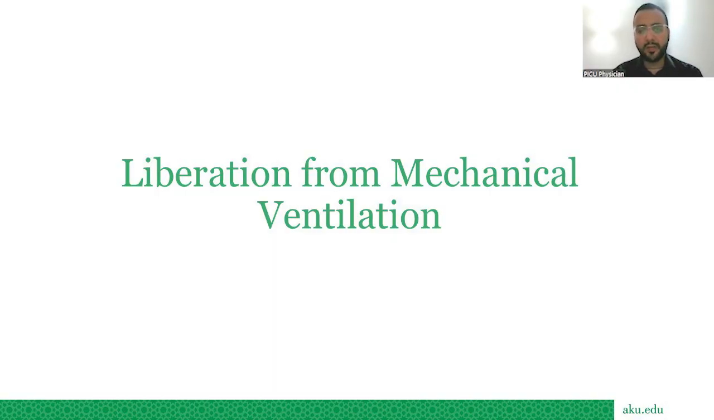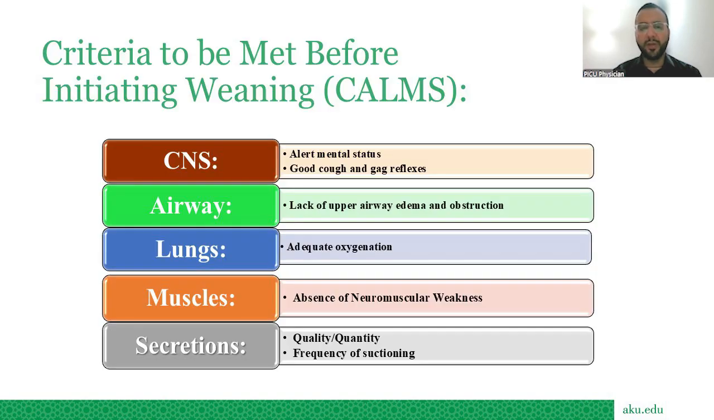That is liberation from mechanical ventilation. How do we extubate? There is a criteria, we call it the CALMS criteria. This is a checklist that we go through before we extubate a patient. In CALMS, C is for CNS: we check for alert or good mental status, and good cough and gag reflexes. Good cough and gag means the patient can protect their airway from the secretions, from the saliva and from the secretions in the respiratory tract, and is able to cough and take out those secretions, or in other words, the patient can handle those secretions.